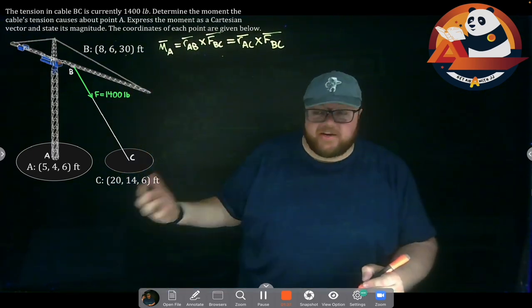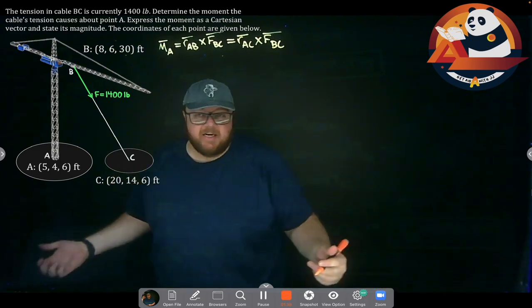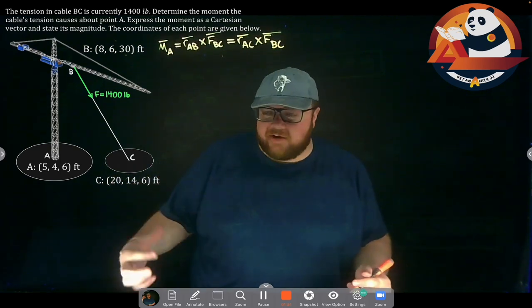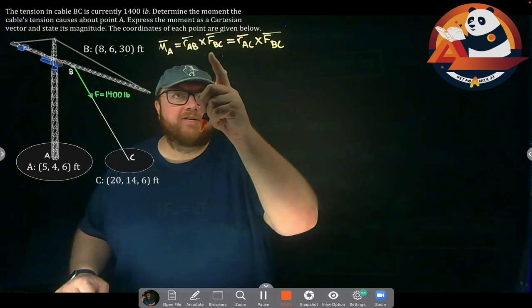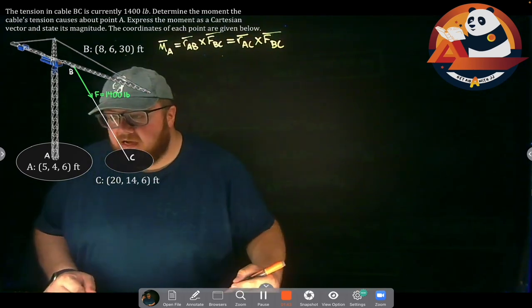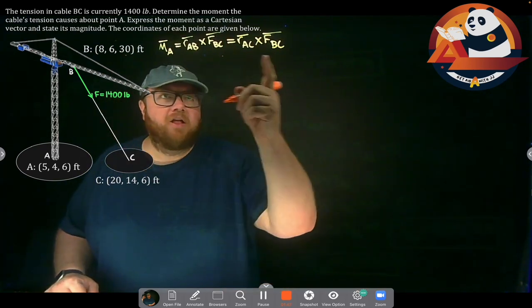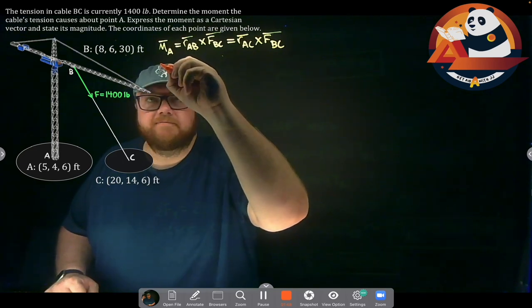We'll actually set both of these up just to really drill home that this does get us the exact same end result. Either way that I do this, I need to find FBC. Actually, let's find all of these vectors first. So what's RAC?